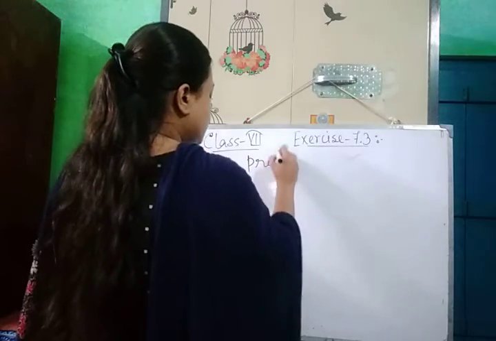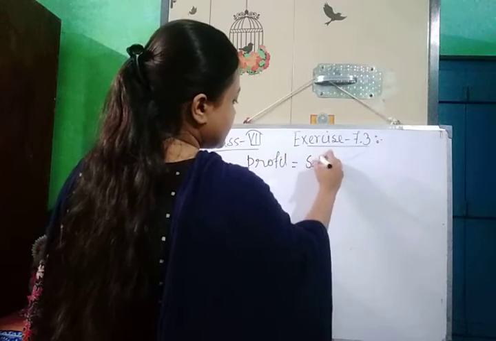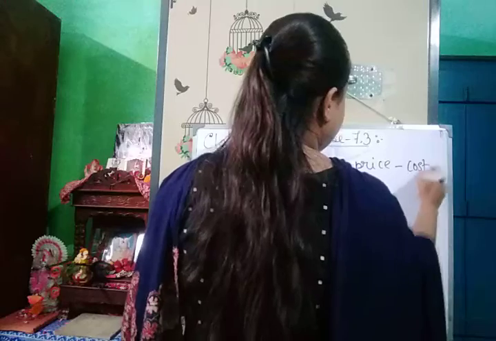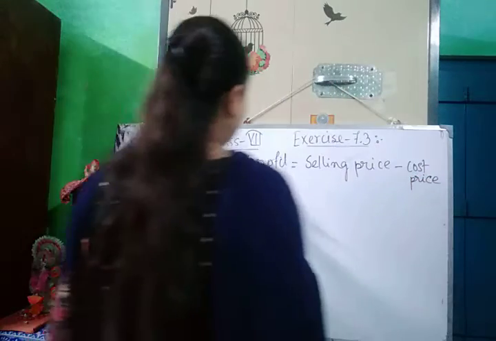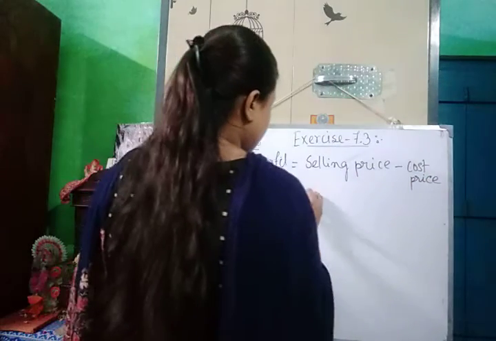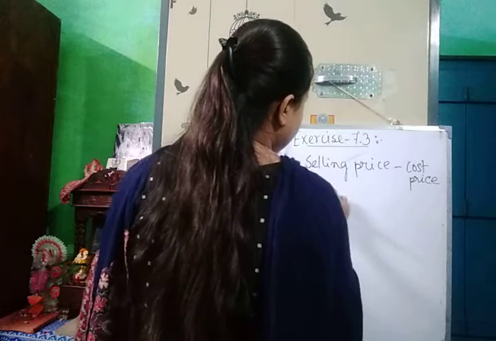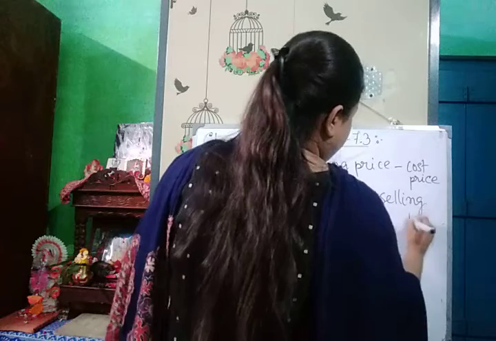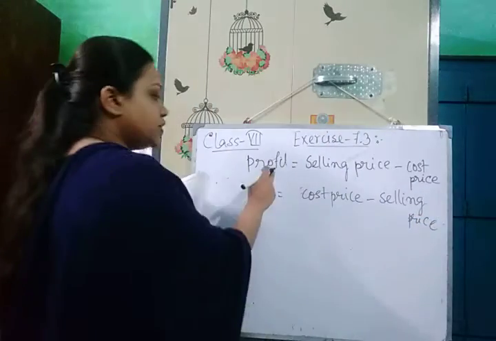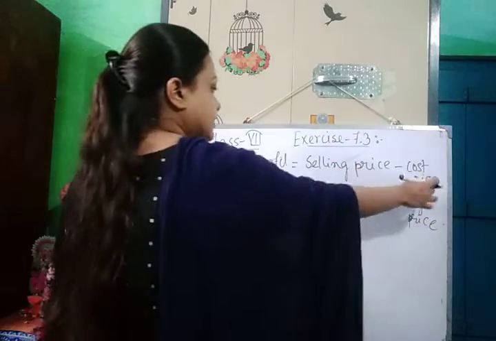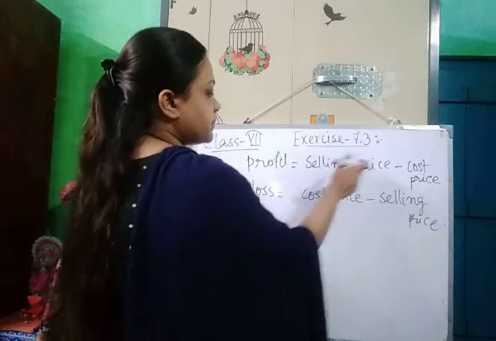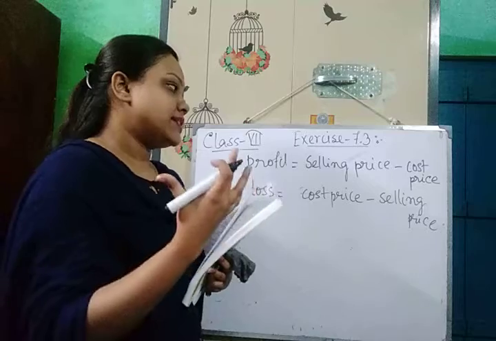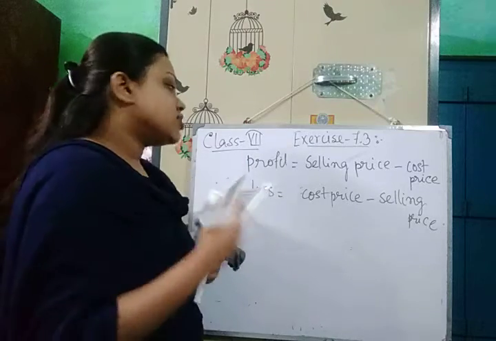Profit equals selling price minus cost price. And loss equals cost price minus selling price. I have told you that when you gain a profit, the selling price is greater than the cost price, so that's why we subtract the cost price from the selling price to get the profit. How much the selling price is greater than the cost price, that is called the profit.